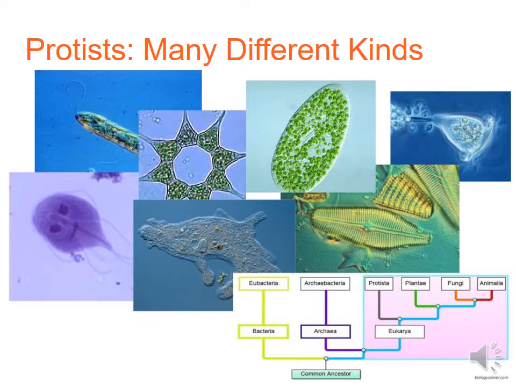Okay. So let's talk about protists. Protists are all eukaryotes. Most of them are unicellular. Okay, so this is the domain Eukarya.